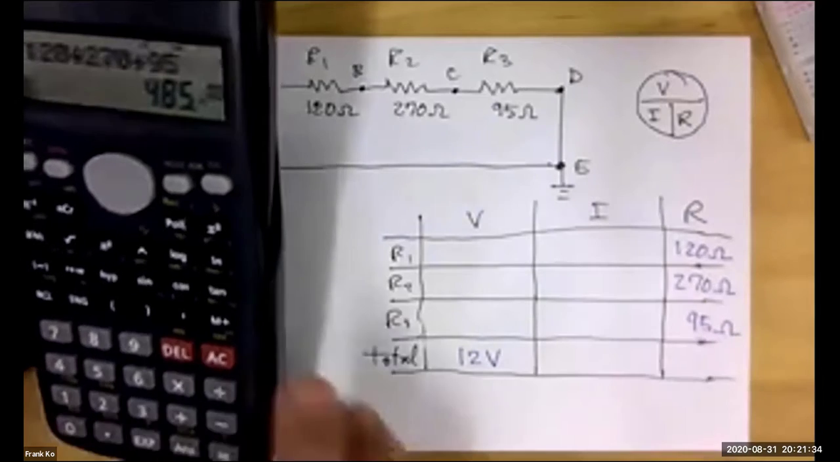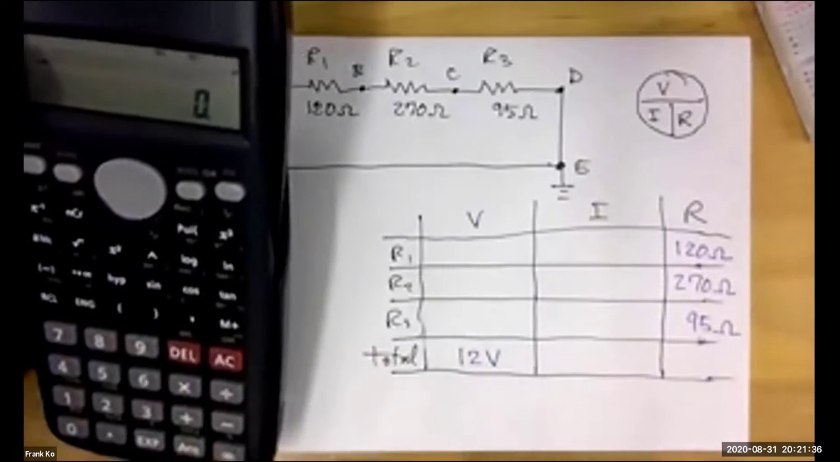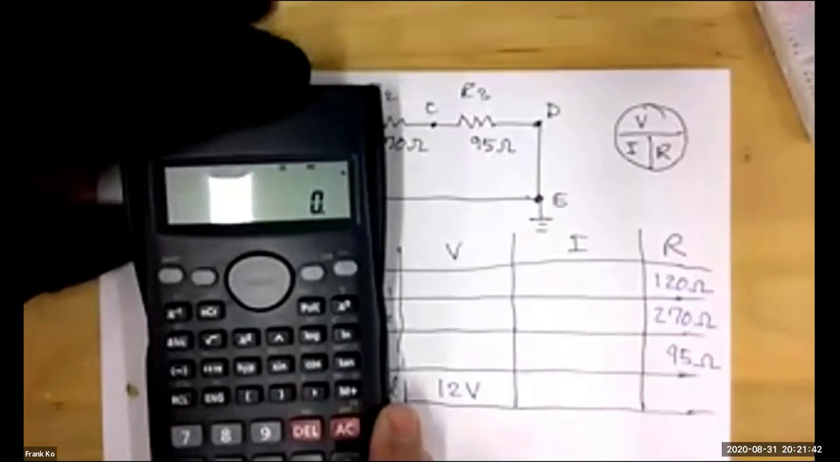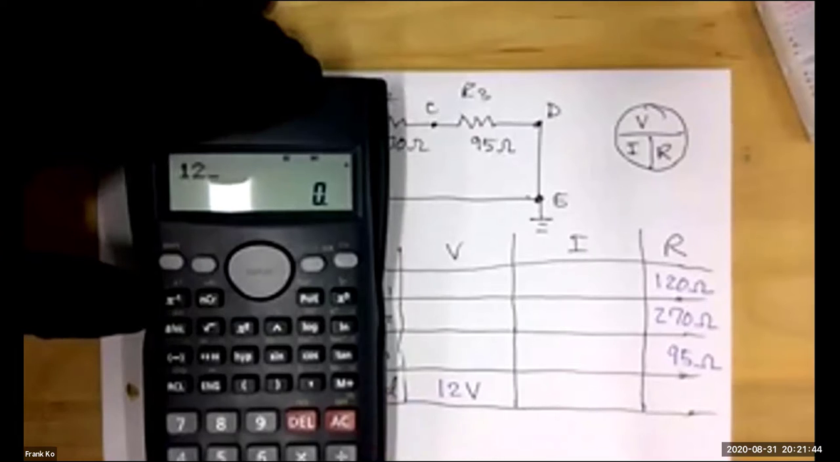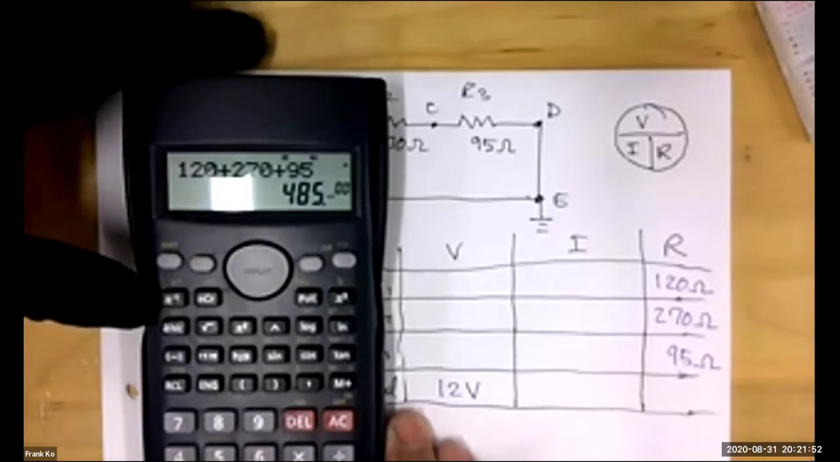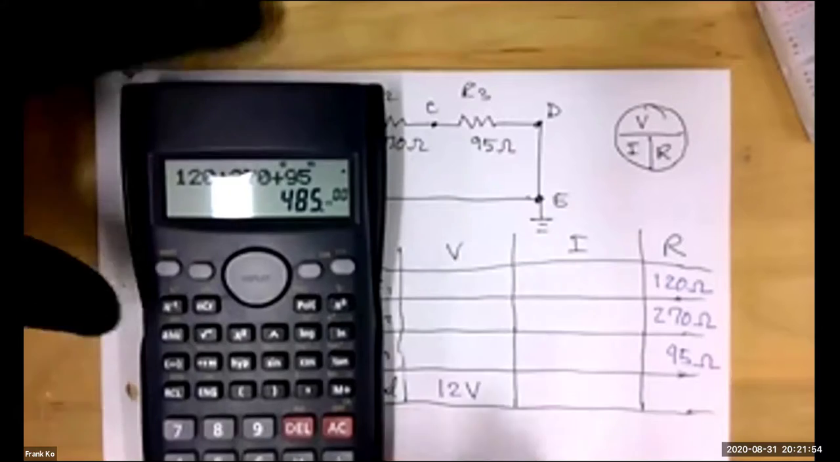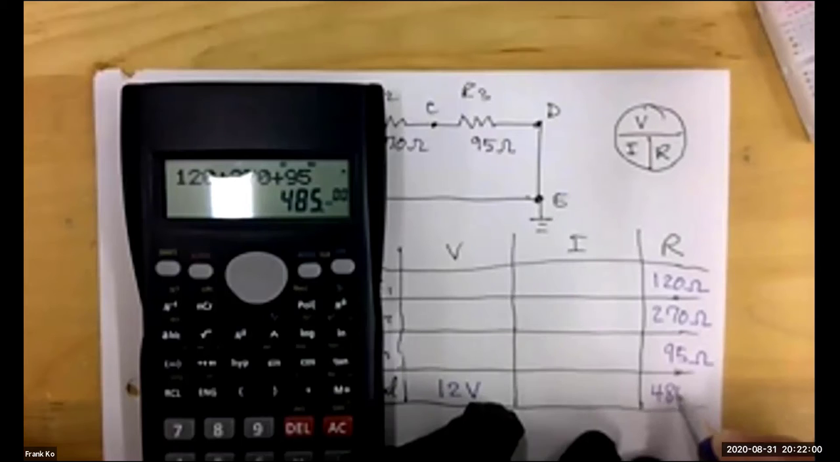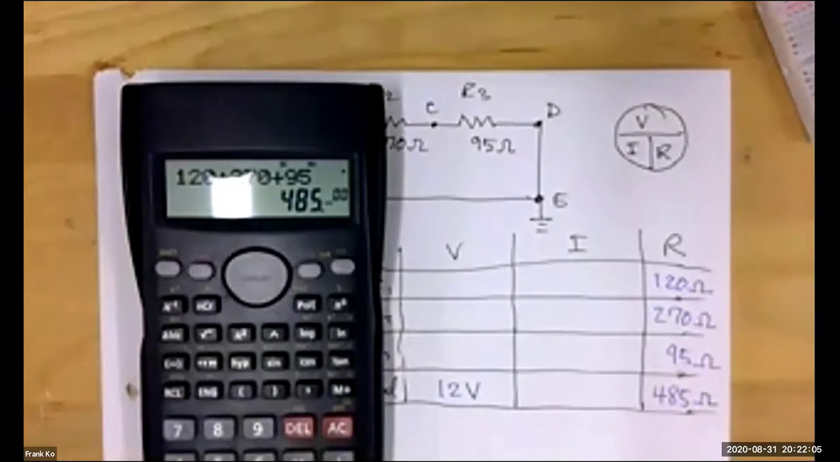Okay? So we have 485. Let's clear, and let's see if we end up with 485 again. On our calculator, we're going to key back in 120 plus 270 plus 95 equals, hit engineering. Do we end up with 485 ohms again? Now we're feeling really good. So we will now write down 485 ohms. Do not write it down unless you have calculated it twice. Does that make sense? Is that a right cautionary move?